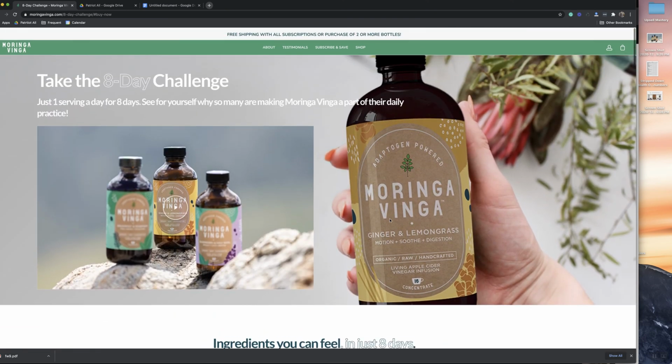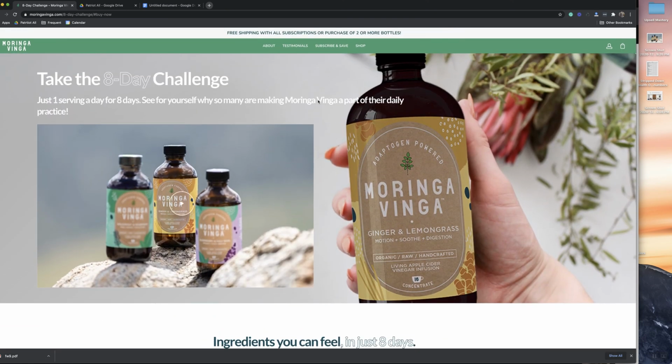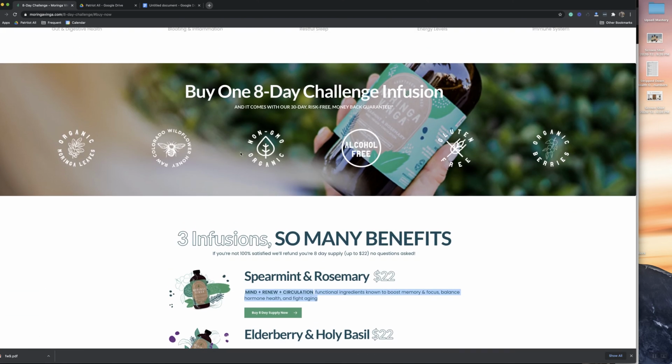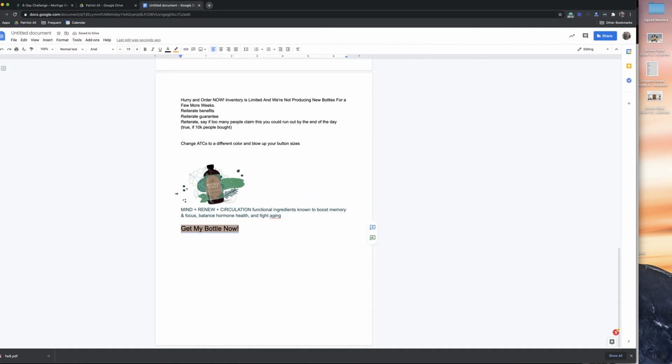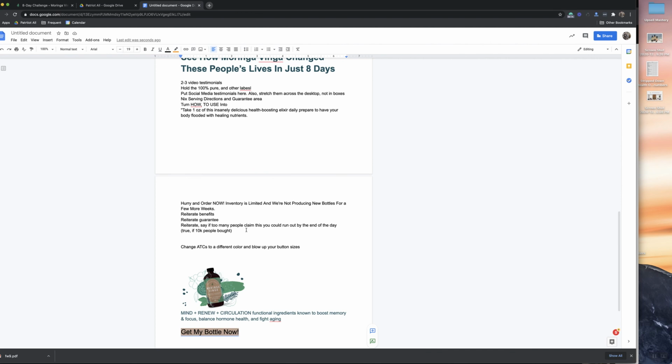Basically, what's happening here is there's just a lot of heavy branding. It's very clean, but it doesn't sell. You just do some of this stuff, and it's going to sell people a little bit more.